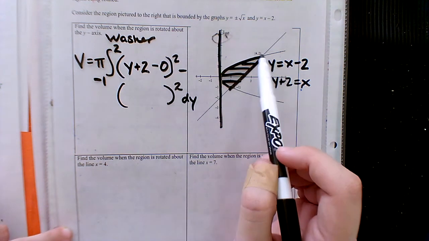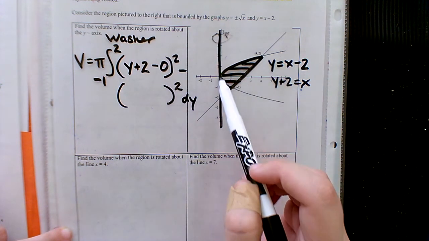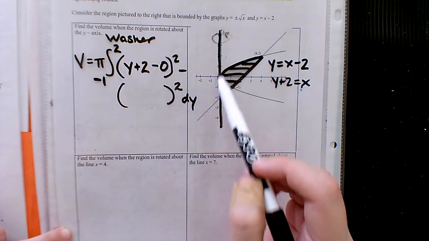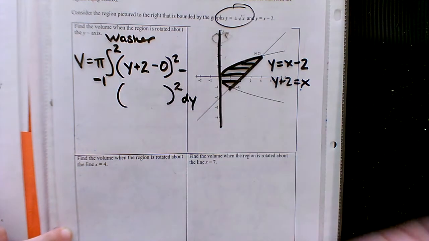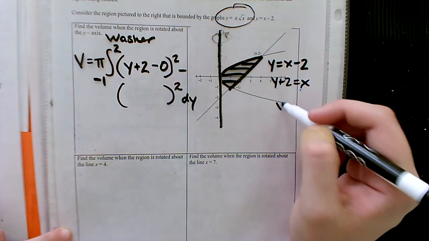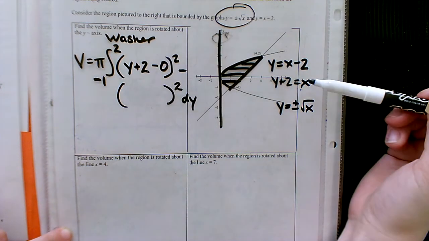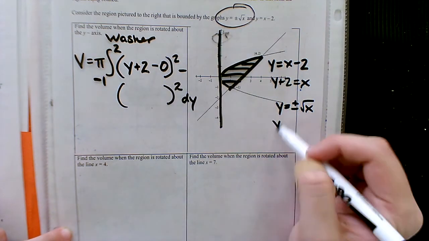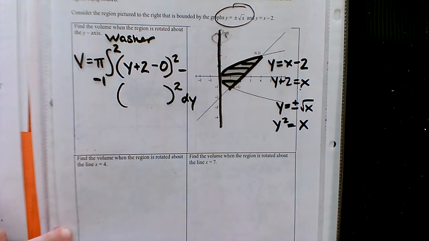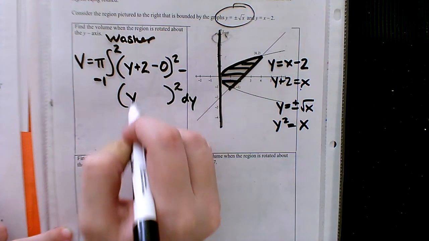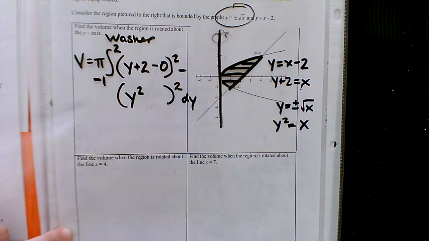Let's do the inner function. So the closer function to the axis is that parabola type shape. They're telling us it's plus or minus the square root of x. But if we want to solve for x like we did in the previous example, we just square both sides to get y squared. So the inner function is y squared minus 0, the axis we're revolving around. We'll go ahead and calculate our volume.